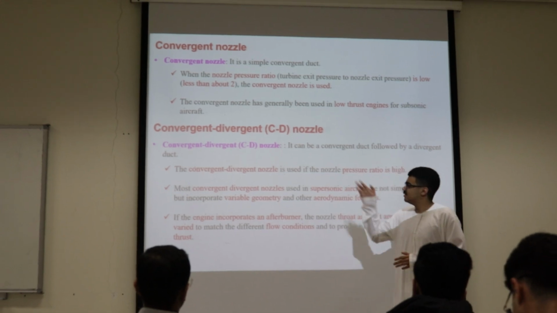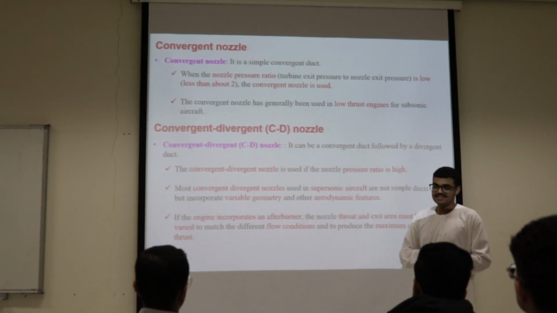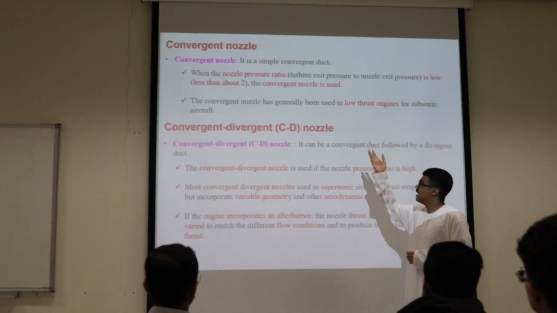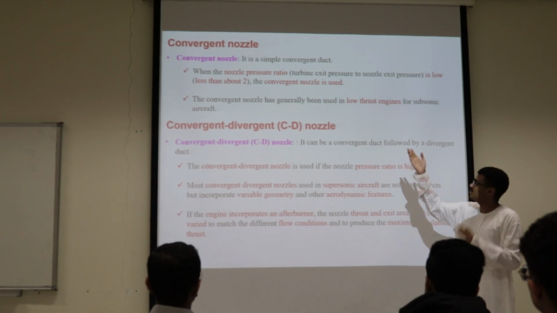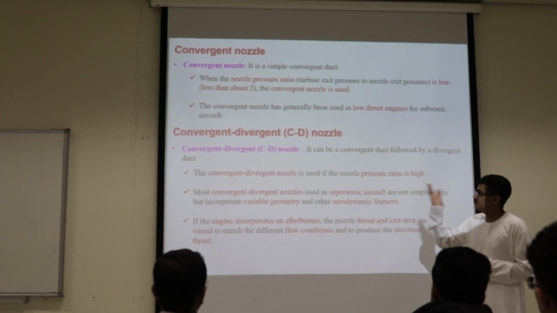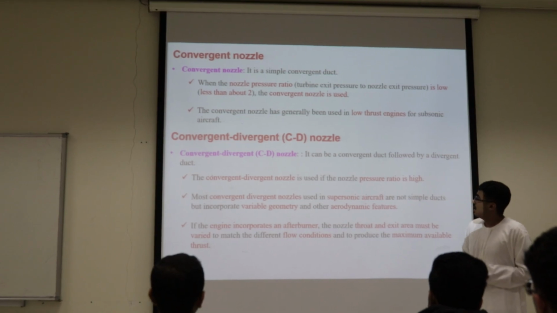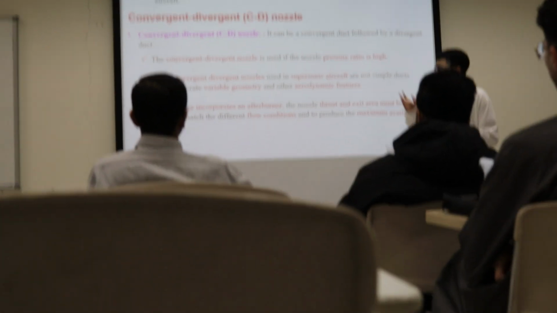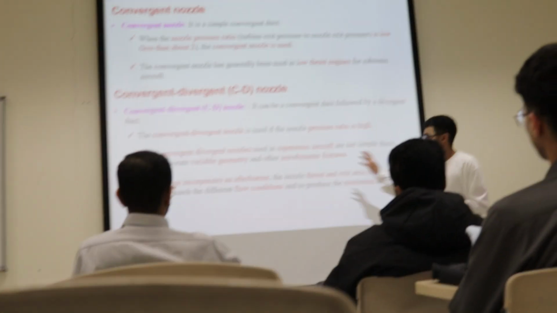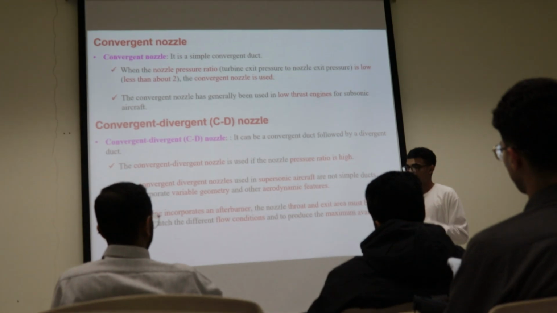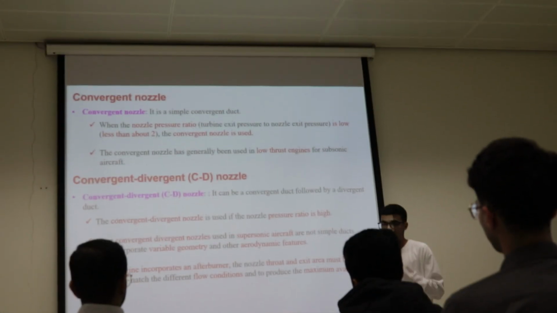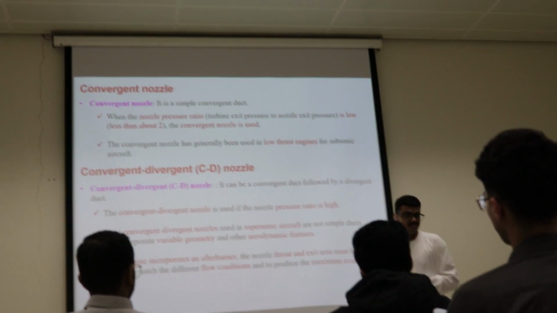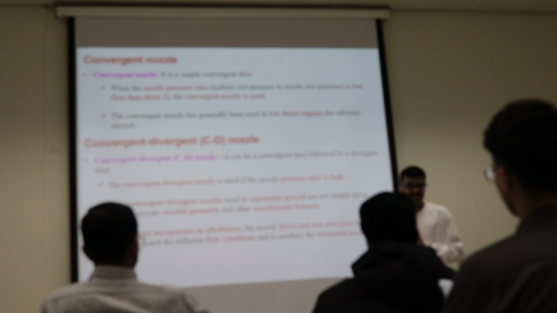As I said before, the aircraft with subsonic speed uses a convergent nozzle when the ratio is less than 2, and in here, if the supersonic engine has an afterburner, you're going to change the geometry to incorporate the aerodynamic features and have better airflow. Yeah, that's about it. It's pretty easy. You can understand it. If you have any questions, please ask.